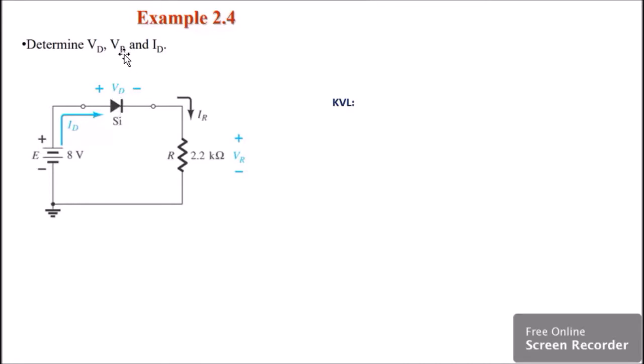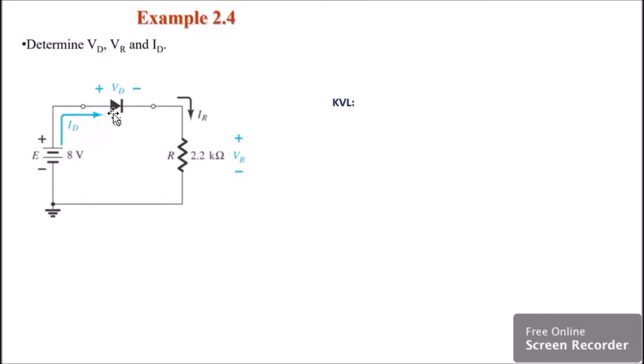You also have to look for VR. Ano ba yung VR? That is the voltage across our load resistor. So in this circuit, our load is the resistor. And of course, ID, where ID is this one, nakalabel naman siya. But you know din naman that ID is the current across your diode.